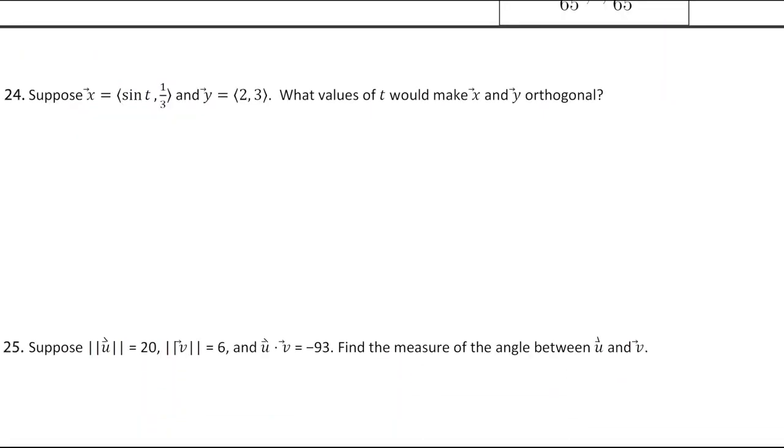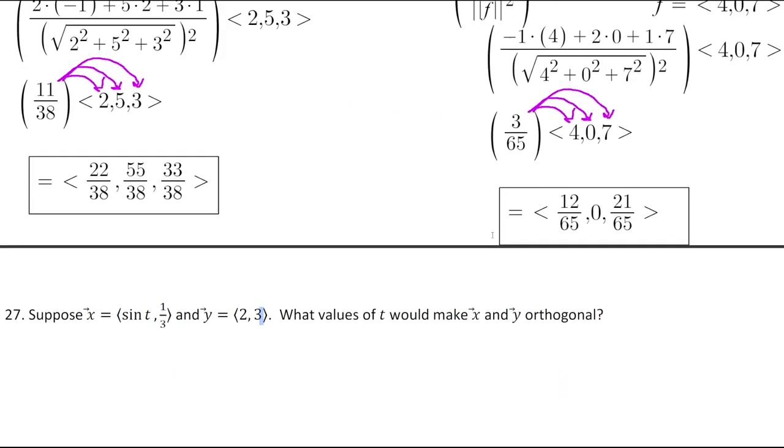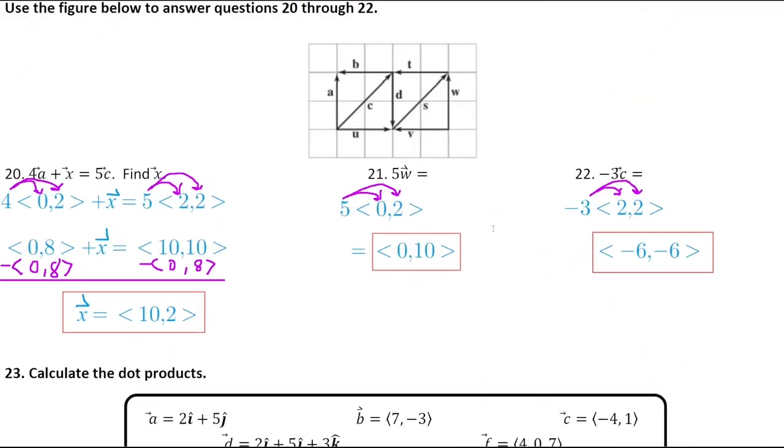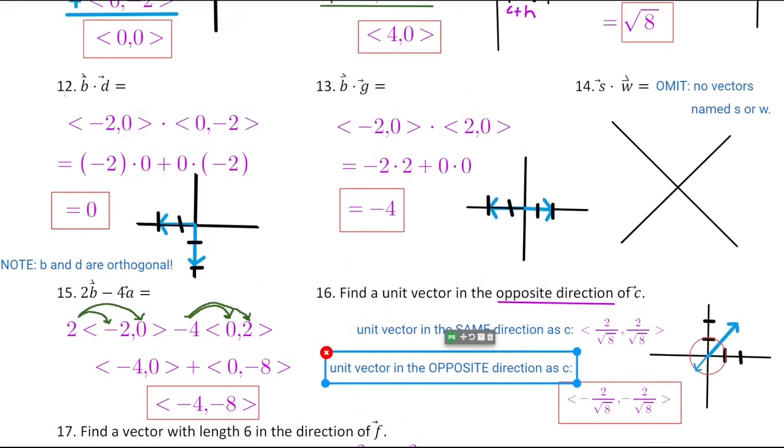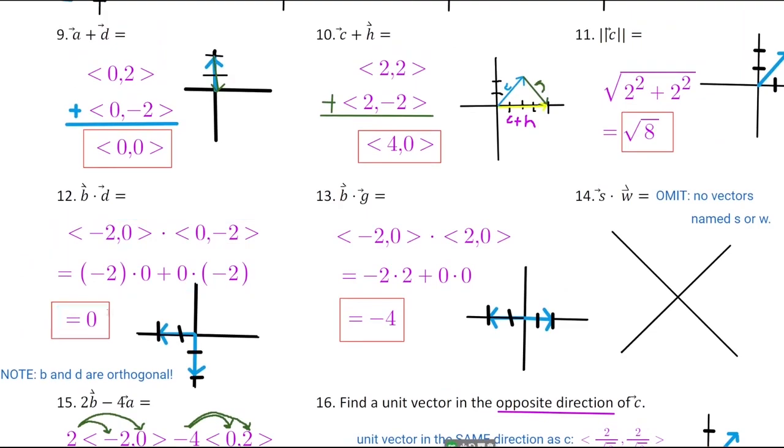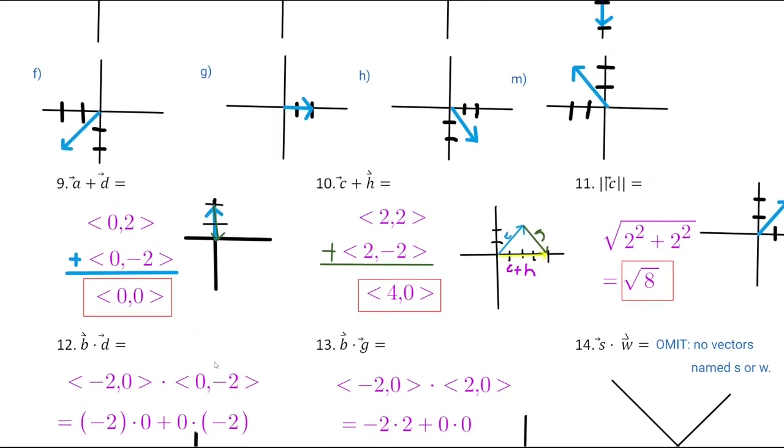Suppose that vector x is sine t comma 1/3 and vector y is 2 comma 3. What values of t would make x and y orthogonal? So recall that orthogonal essentially means that the vectors are perpendicular. Like we saw a couple different problems with orthogonal vectors, like here's a good example, number 12. We saw these were orthogonal. And really the key thing about them being orthogonal is that the dot product is 0, like we saw here.